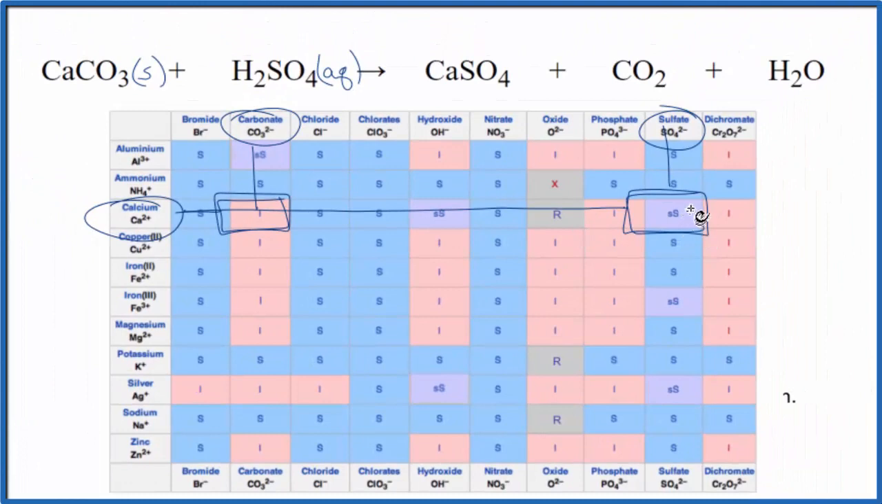When we do net ionic equations, we consider this slightly soluble to be insoluble. Again, since it's insoluble, put a little S after here for solid. That means it's not going to dissolve. It'll stay a solid. Carbon dioxide is a gas, and water, that's a liquid. So we have the states.